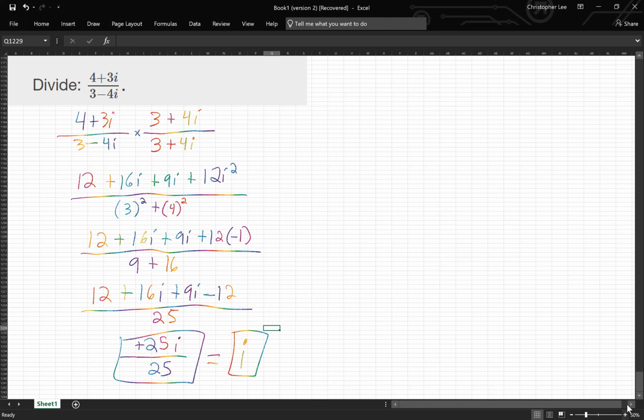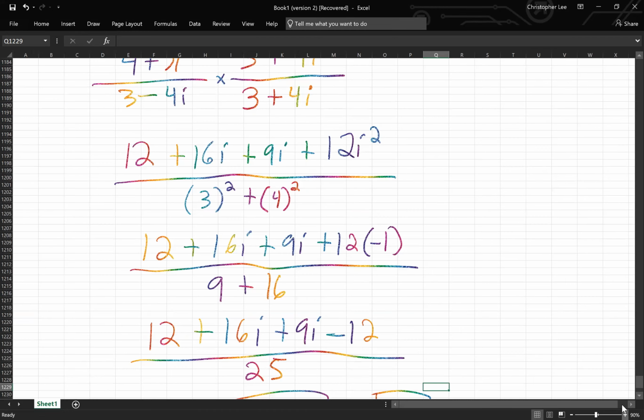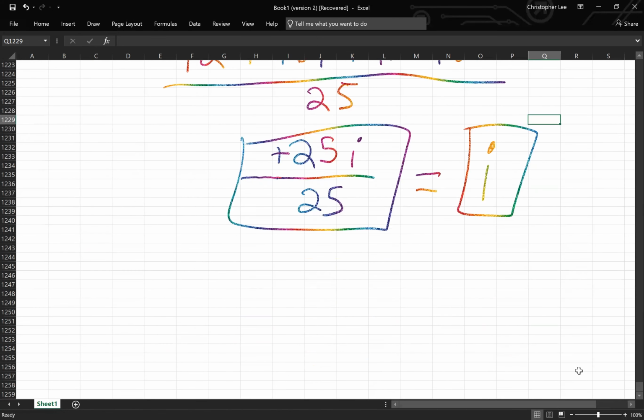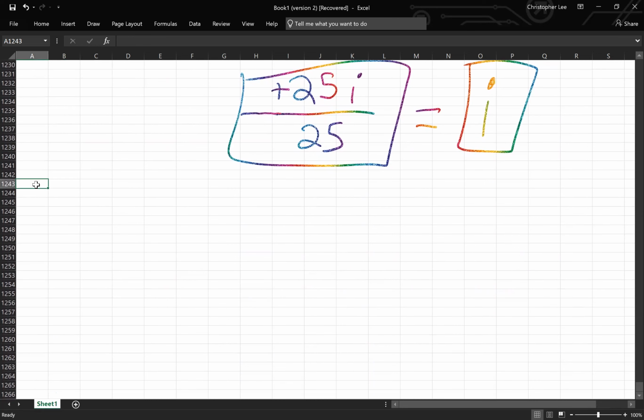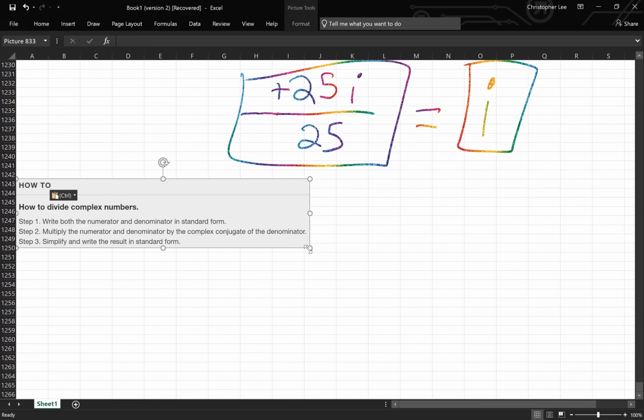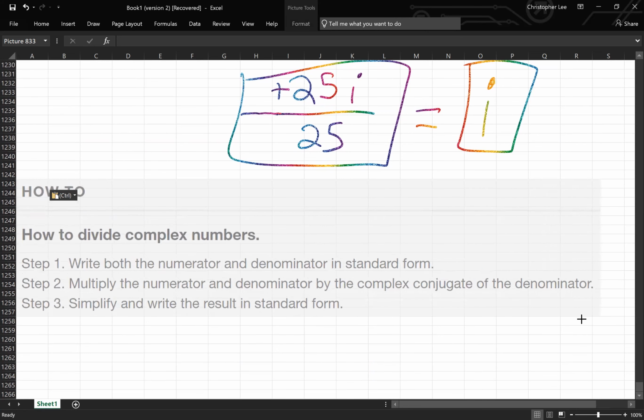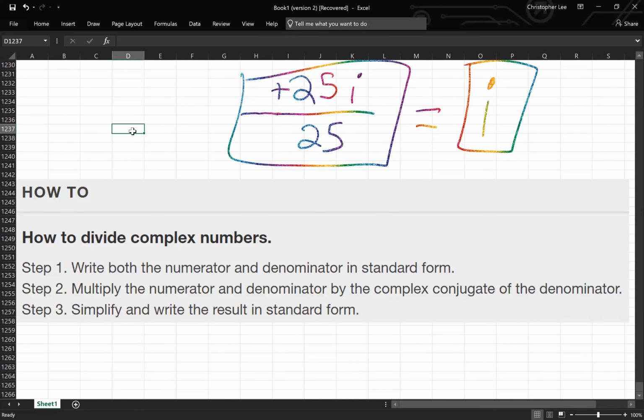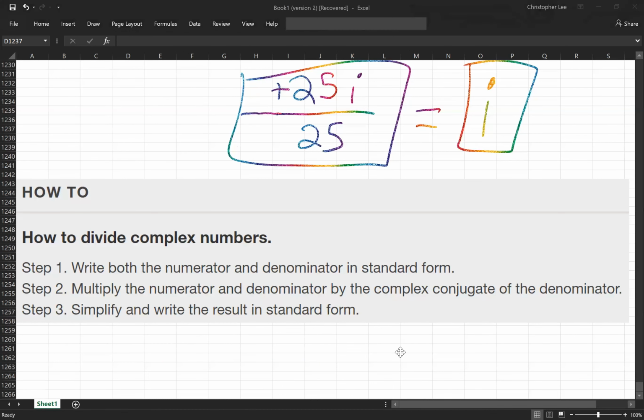All right, so basically we get this process. Let me just give y'all the notes on this real quick. How to divide complex numbers: Step 1, write both the numerator and denominator in standard form. Step 2, multiply the numerator and denominator by the complex conjugate of the denominator. Step 3, simplify and write the results in standard form. And that's how to divide complex numbers.